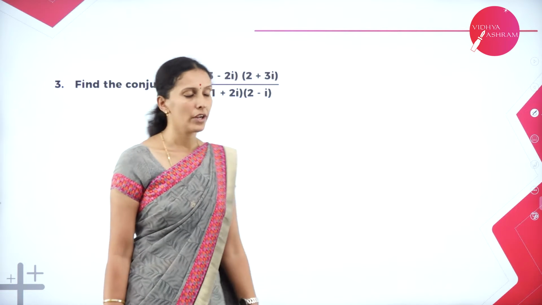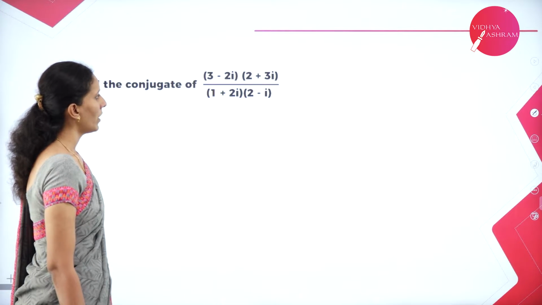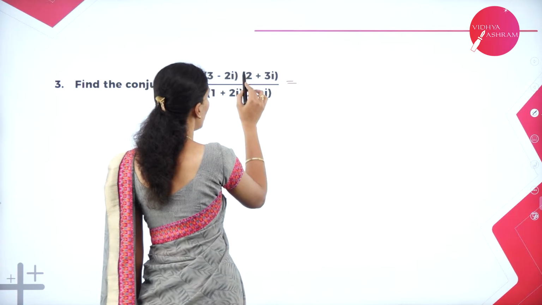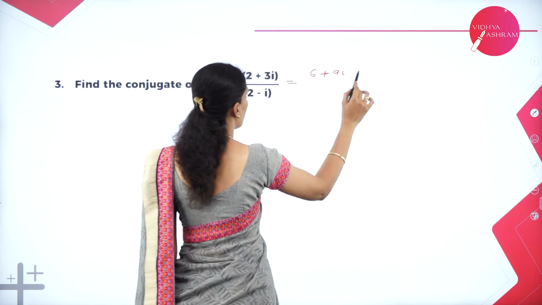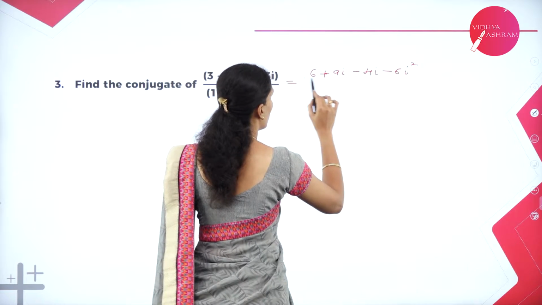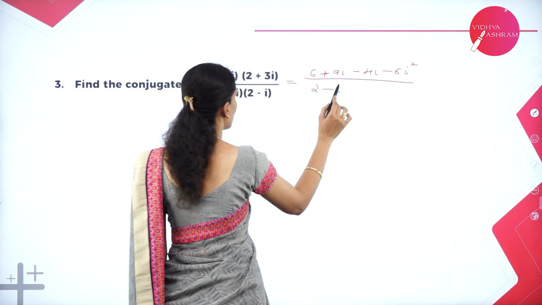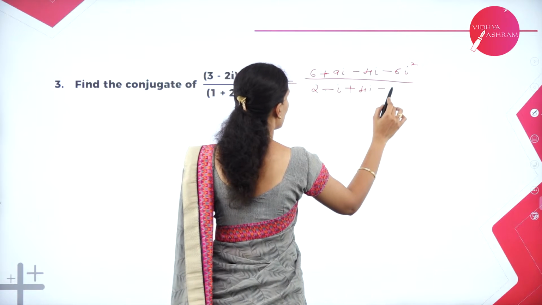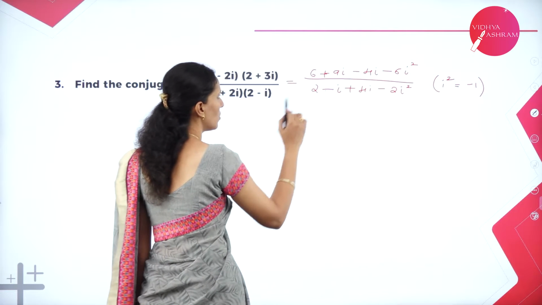Next we have: find the conjugate of the following complex number: 3 minus 2i, 2 plus 3i, over 1 plus 2i, 2 minus i. First multiply the given expression here. If you multiply, 3 2s are 6, 3 3s are 9i. Next minus 4i minus 6i square, whole divided by, here it is 1 2s are 2. Next minus i. Next 4i. Next we have minus 2i square. We know the value of i square is equal to minus 1. Substitute here.